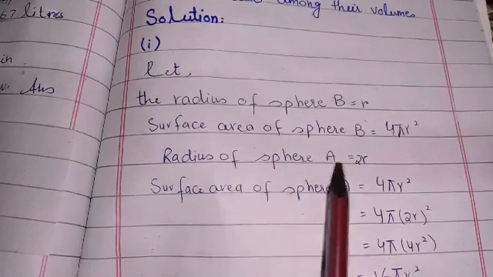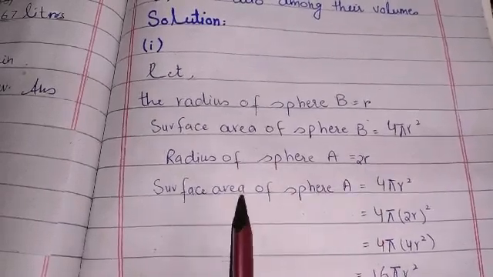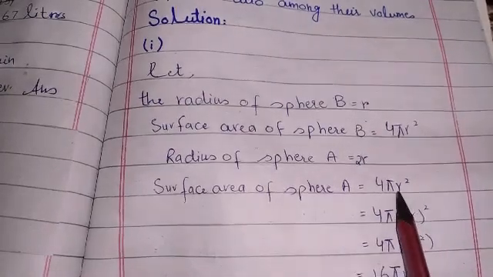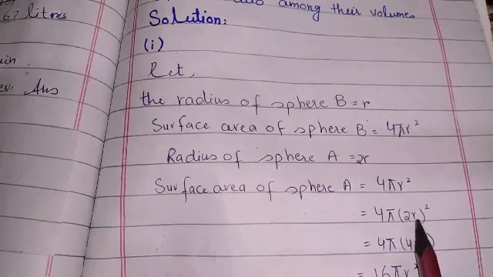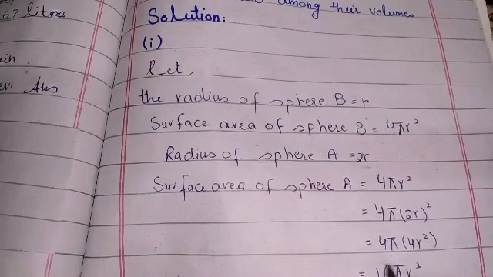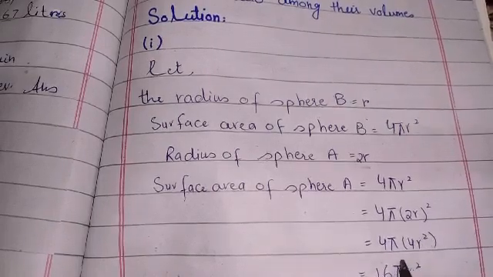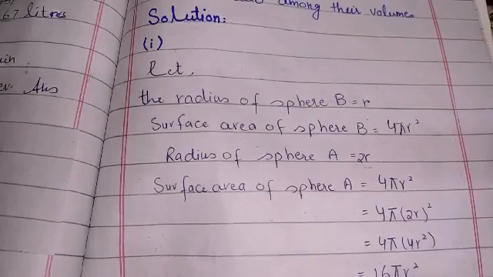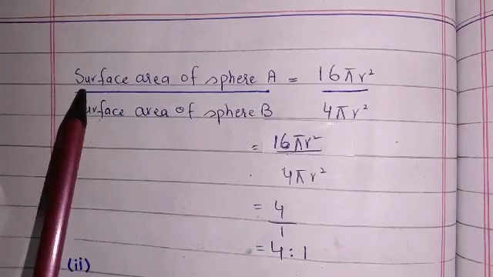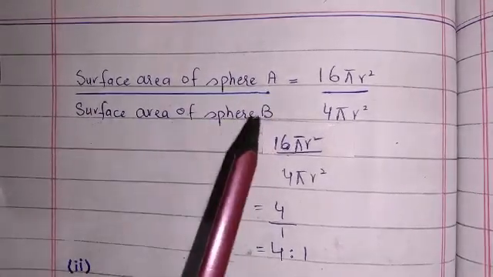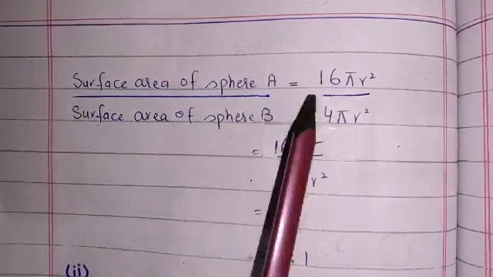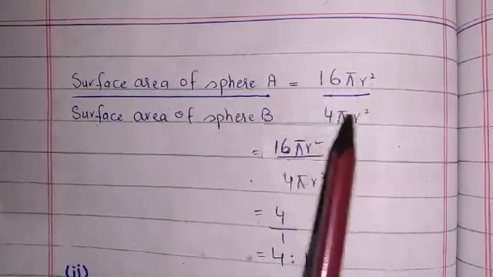So the radius of sphere A is equal to 2r and the surface area of sphere A is equal to 4 pi r square. On the place of r square we will put 2r, because the value of radius is 2r whole square. By opening the square we got 4r square. 4 fours are 16, pi r square as it is. Students, our requirement is to create a ratio between the surface area of sphere A and the surface area of sphere B. So we will write surface area of sphere A over surface area of sphere B is equal to 16 pi r square over 4 pi r square.